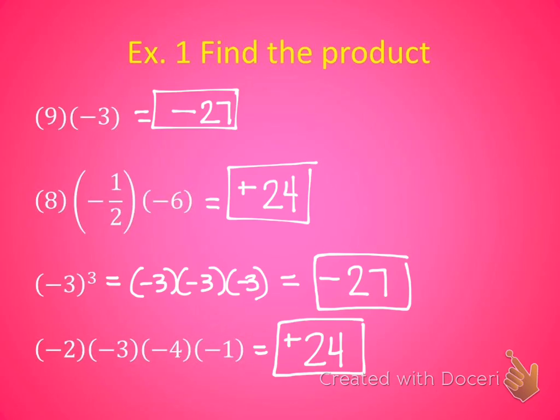Okay, so if I gave you a problem and it had 75 negative signs in it and we were multiplying, would your answer be positive or negative? Negative. What if I gave you a problem with 1,000,000 negative signs? Would your answer be positive or negative? Positive. Very good.